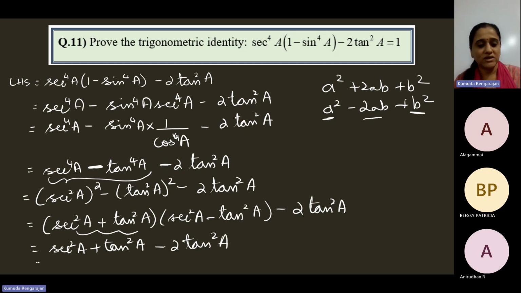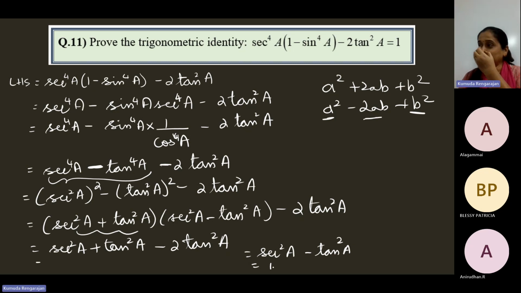Now like terms, secant square A, we have plus tan square A and minus 2 tan square A. So like terms, when you simplify, you get secant square A minus tan square A, which is, all right, 1, which is the RHS.